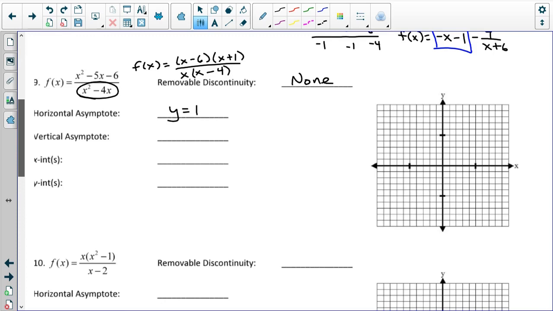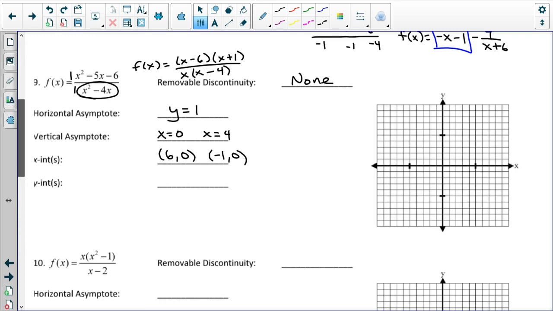The reason I know that is I can divide the leading coefficients, 1 divided by 1, since the powers are the same. There are two vertical asymptotes, one at x equals 0 and one at x equals 4. The x-intercepts in this problem, there are going to be two of them, one at (6, 0) and one at (-1, 0). And then there's a y-intercept at, well, actually, there isn't a y-intercept.